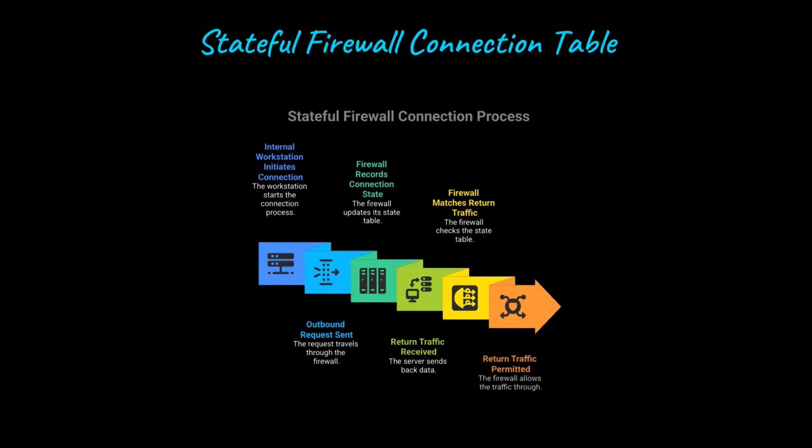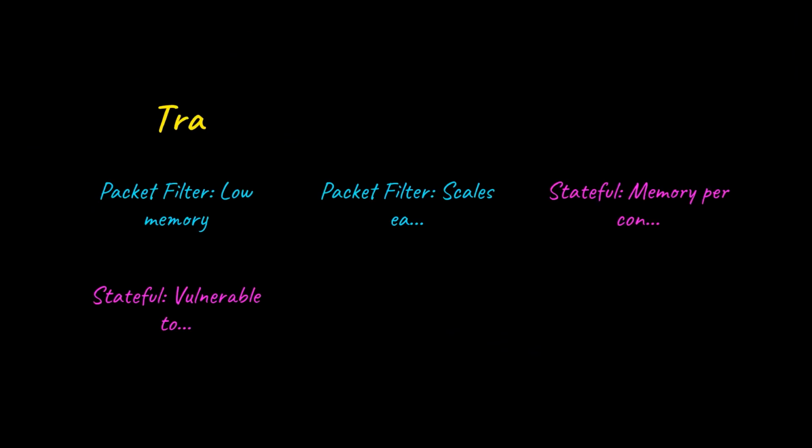Mechanically, the stateful firewall indexes its table by source address, destination address, source and destination port, and protocol. Every new packet is checked against the table first. If it matches an existing session, it is permitted under session-level rules. If it does not match, the firewall consults the rule set to decide whether to open a new session entry.